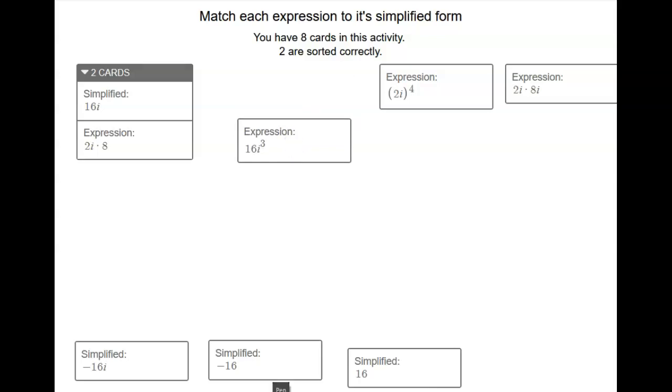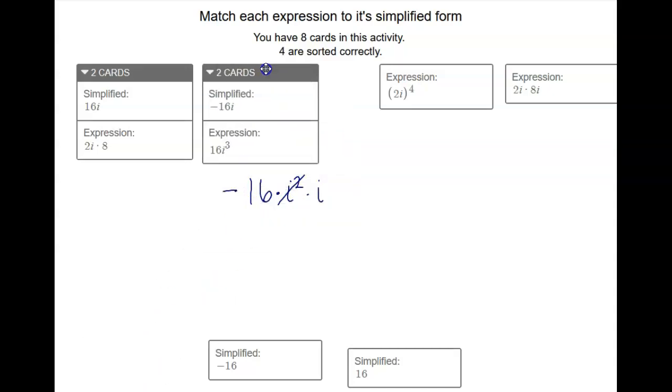So remember we talked about the different iterations of i. So i cubed, remember, is like i squared times i. And i squared is the same thing as changing the sign here. So this would really be negative 16i. So there's our second one.